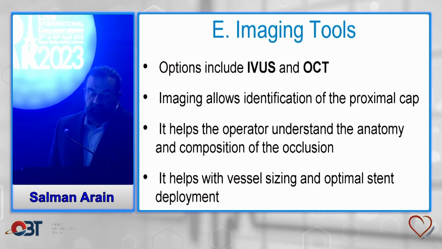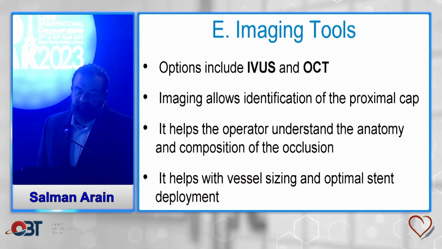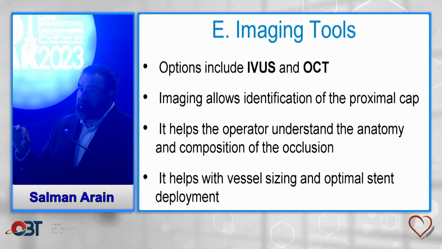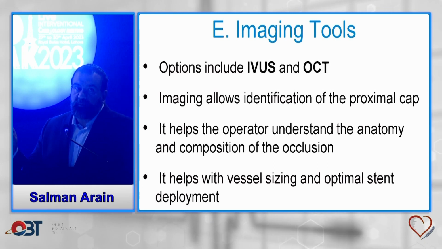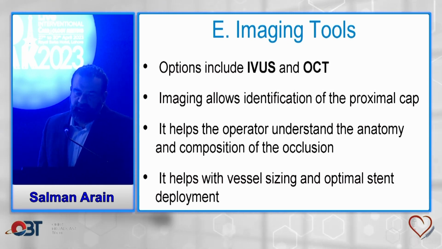Imaging tools are important, including IVUS and OCT. The OCT sometimes is difficult for CTOs. Imaging allows identification of the proximal cap. It helps the operator understand the anatomy of the CTO once you've crossed, whether you're in the lumen or not, and whether you need plaque modification or not. And it helps with vessel sizing and optimal stent deployment in CTOs.